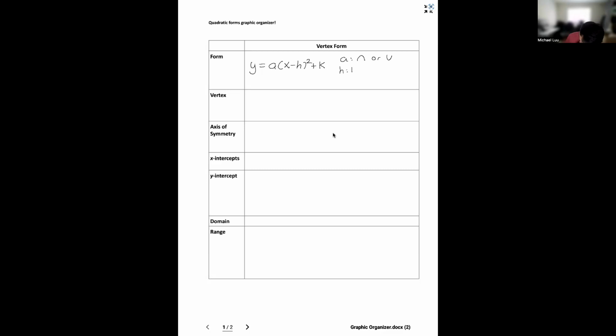H tells us how far left or right the parabola goes. And then K depends on how far up or down it goes. For the vertex, we're just going to use the point (h, k) from our vertex form, and our axis of symmetry is going to be x equals h.